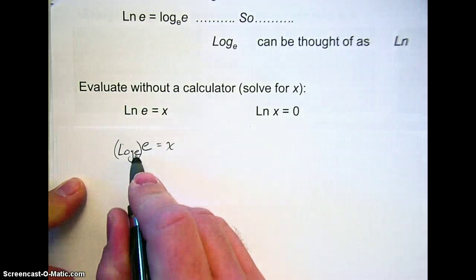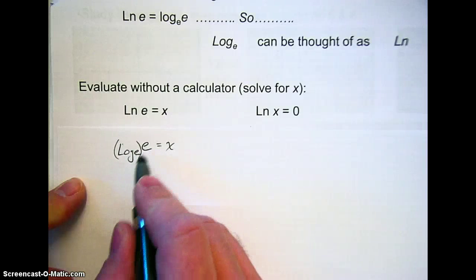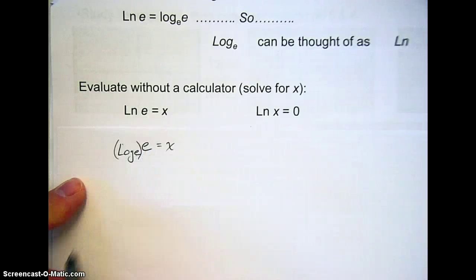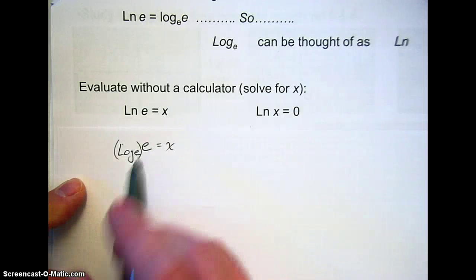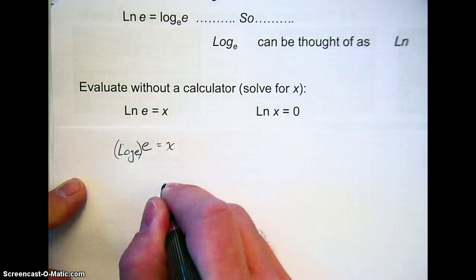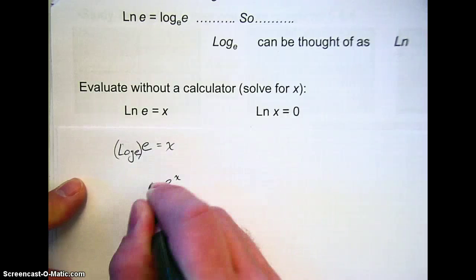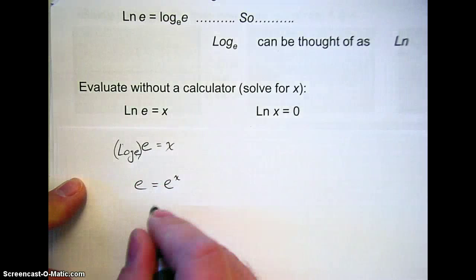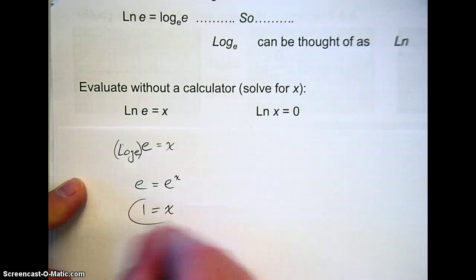Now, anytime you're taking the log of something that's your base, what do you get? 1. Yeah, E to the first is 1. And if you wanted to, you could write it exponentially. That would mean E to the X is equal to E, which means X equals 1. It has to be the first power.